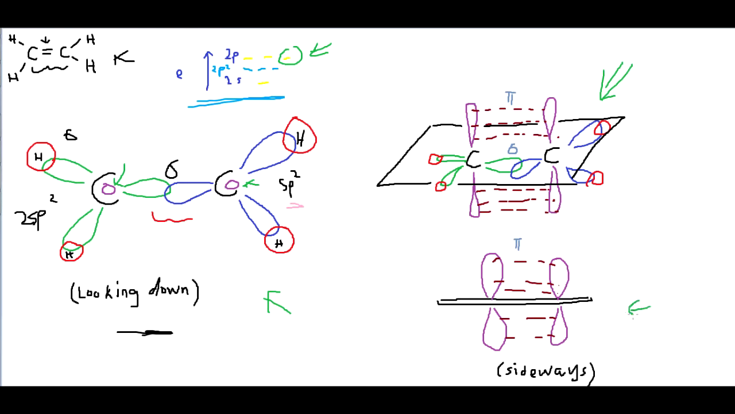If I drew it from the side, if we looked at it sideways, you wouldn't be able to see the sp2 orbitals, but you would be able to see the p orbitals sticking out of the molecule, and that's because the p orbital is in the z plane, which is 3-dimensional.